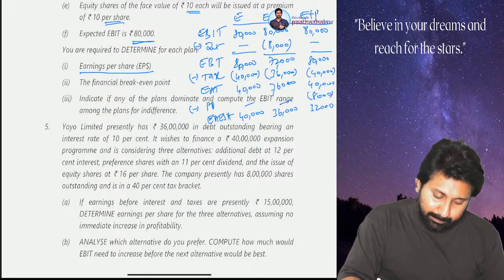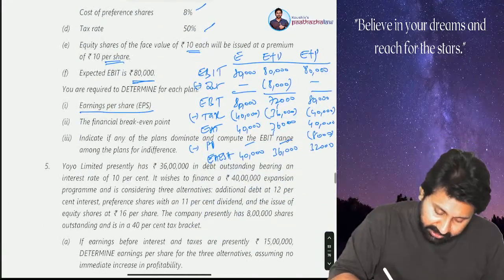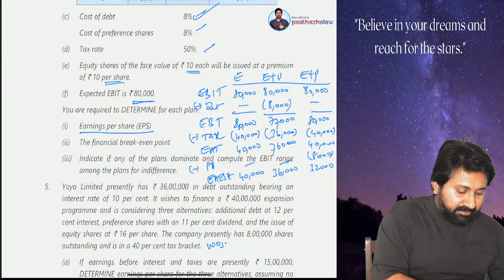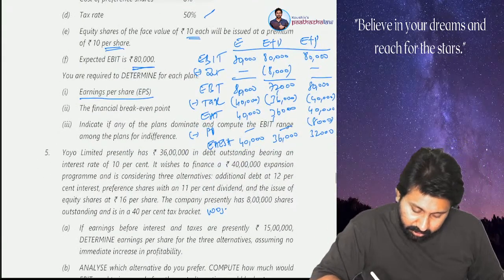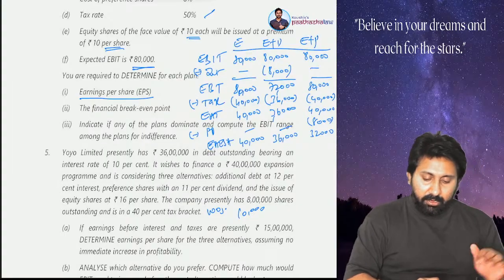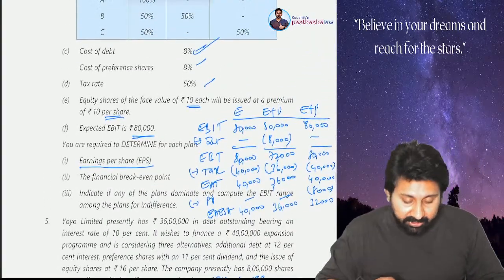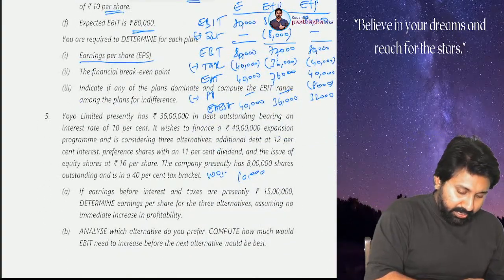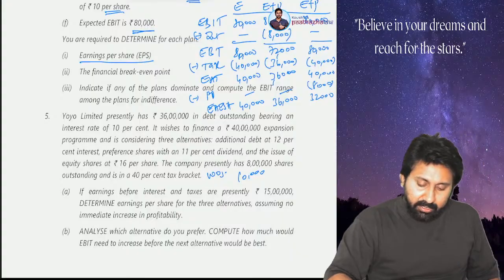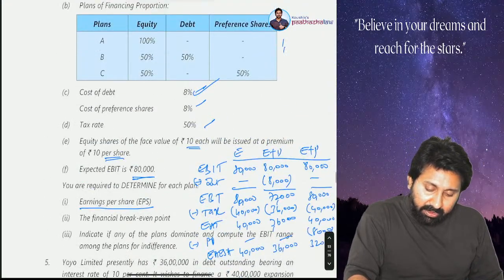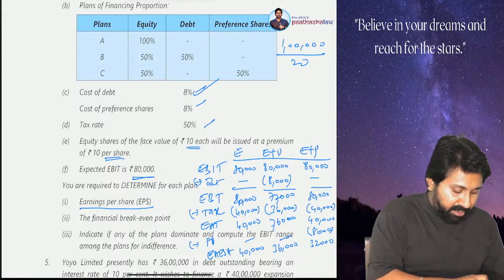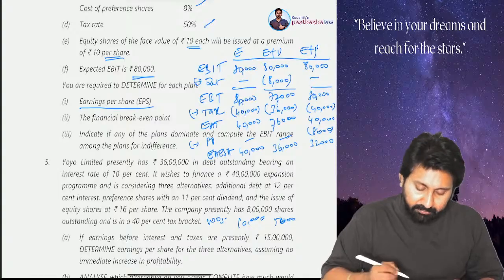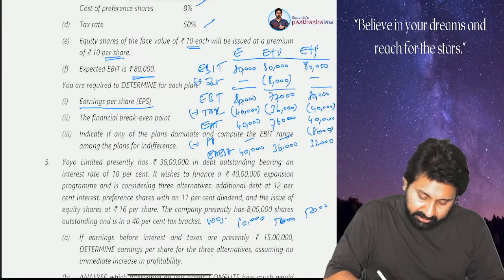Number of shares. How many shares will there be? In the first option, 2 lakhs will be raised at 20 rupees, not at 10 rupees. 2 lakhs divided by 20 gives 10,000 shares. Next, second option, equity and debt: 1 lakh will be raised by equity, divided by 20, gives 5,000 shares. Next one also 5,000 shares.